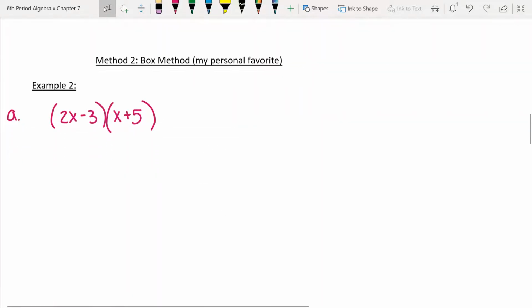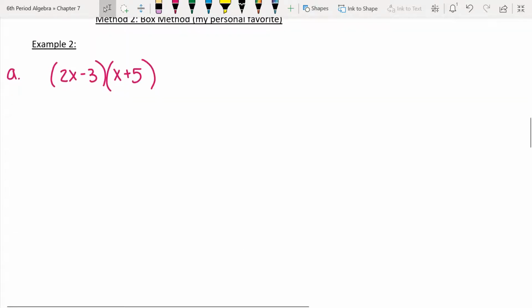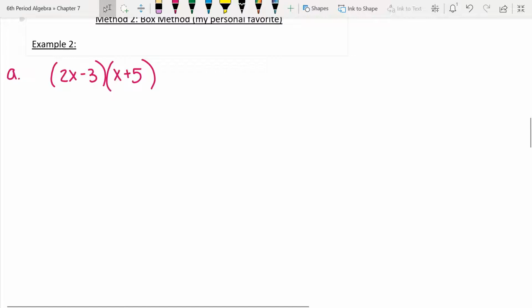Method 2. I'm going to call this the box method. Now for me, like Ms. Horner, this is my personal favorite. The next method I'll show you is Mr. Sansoni's personal favorite. So again, you're just going to pick whatever method works for you, whichever one makes the most sense for you.